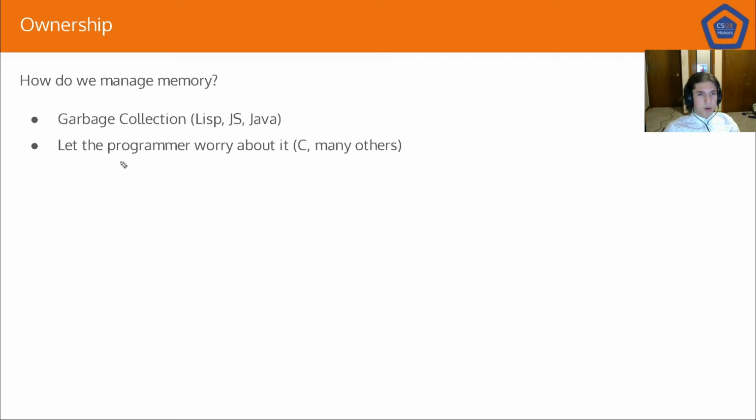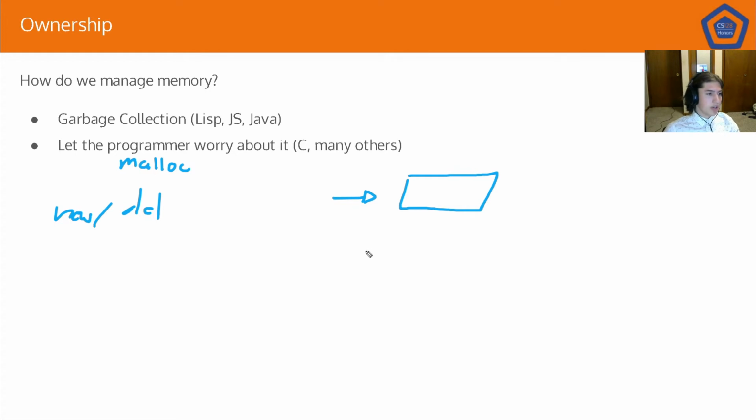So the next way is to let the programmer worry about it. This is where you request when memory is allocated manually, and you also tell it when to delete that memory. C, C++, and many other languages require you to choose when you're allocating and deallocating memory. Clearly, this has its own issues.